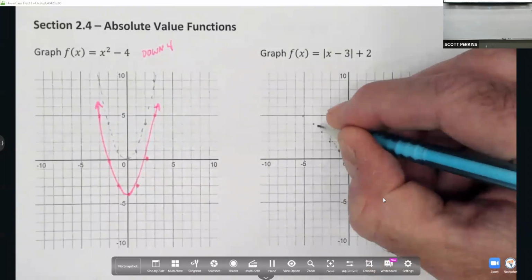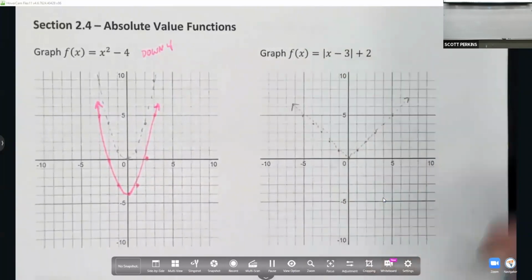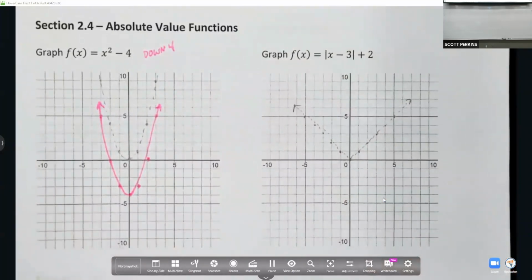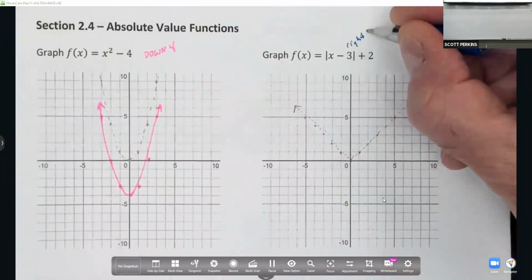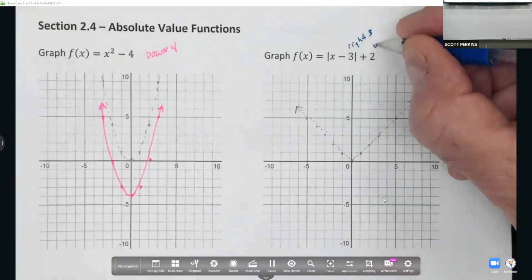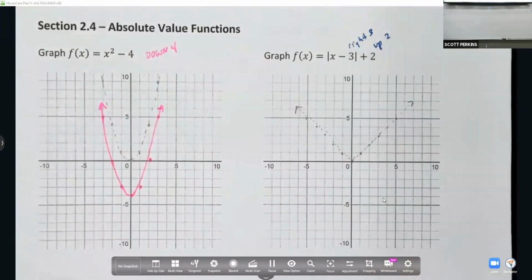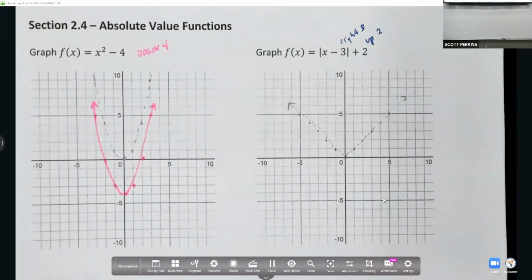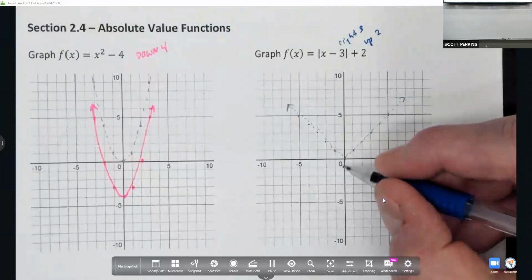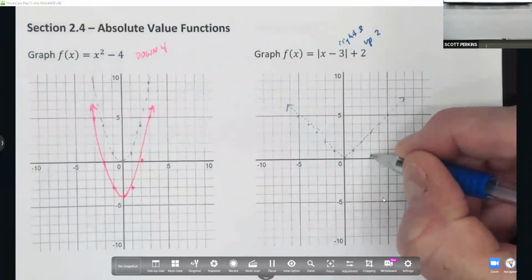This is my intermediate graph. And then what I'm going to do to that intermediate graph is take the whole thing right 3 because of the x minus 3, and then up 2. Point by point, or what I'm going to do, because I've done enough of these, and this is where I'm hoping you'll be, since there's no stretching or shrinking, I'm going to take the vertex right 3 and up 2.